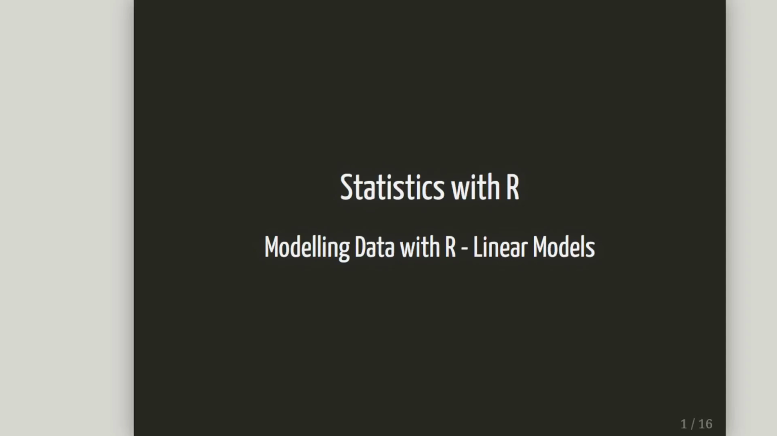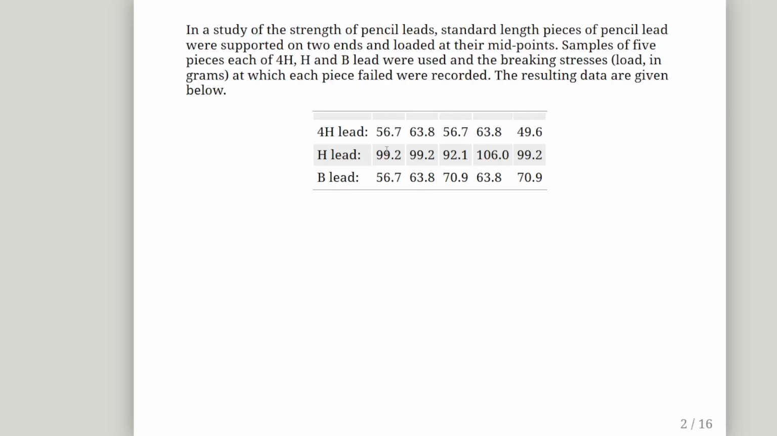In this presentation, we are going to look at linear models with R, analysis of variance and regression models, and so forth. In a study of the strength of pencil leads, standard length pieces of pencil lead were supported on two ends and supported at their midpoints. Samples of 5 pieces, each of 4H, H, and B lead were used, and the breaking stresses, load in grams, that's the technical units, at which each piece failed were recorded.